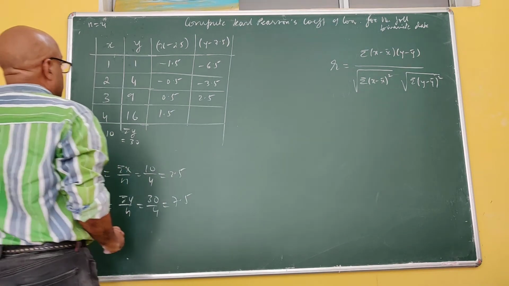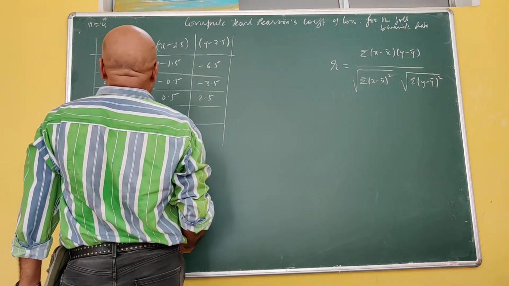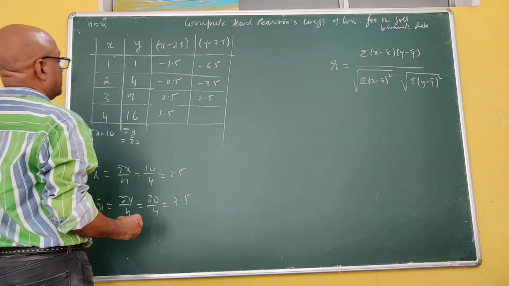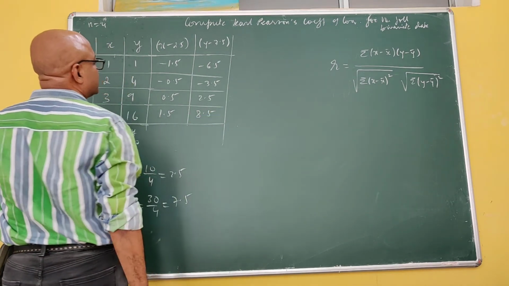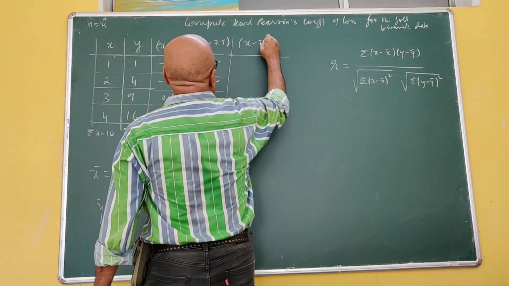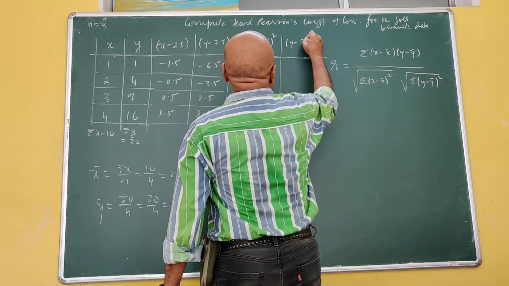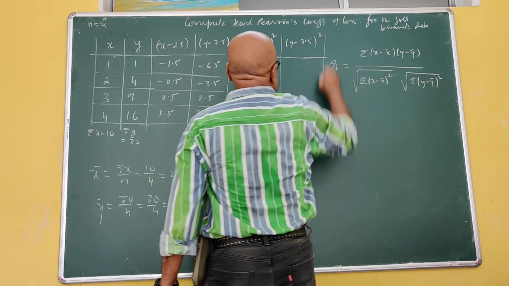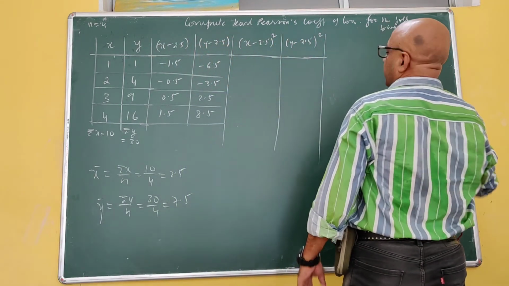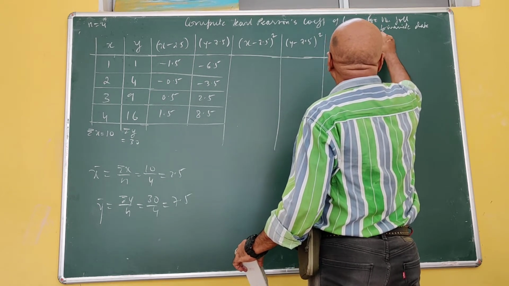You will get something like 8.5? That's right. And you will have to do x minus 2.5 square, you will have to do y minus 7.5 square, and you will have one more column, and that column is nothing but x minus 2.5 into y minus 7.5.